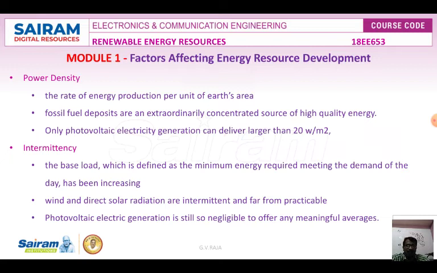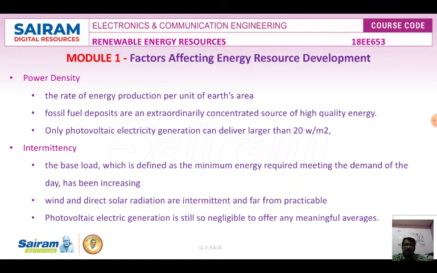Biomass energy production has a density below 1 watt per square meter, while the density of electricity produced by water and wind is 10 watts per square meter. Photovoltaic electricity generation delivers more than that, 20 watts per square meter. But cost and performance are constraints for mass utilization. If you go for mass generation of electricity using solar, there are cost constraints.